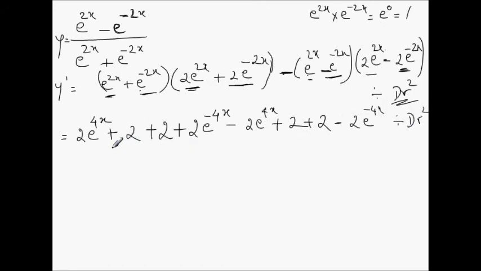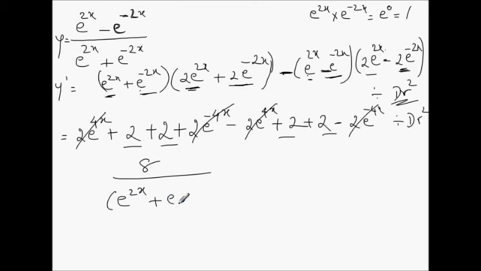Now does anything cancel here? Definitely. 2e power 4x cancels with minus 2e power 4x, and 2e power minus 4x cancels with minus 2e power minus 4x. So you have 2 plus 2 plus 2 plus 2, which is 8, over the denominator square, which is the whole square. And this is the answer for this question.